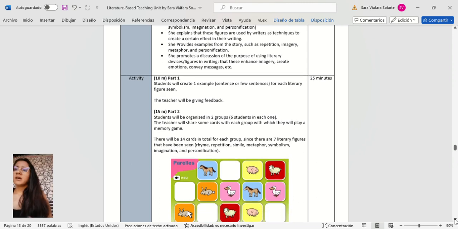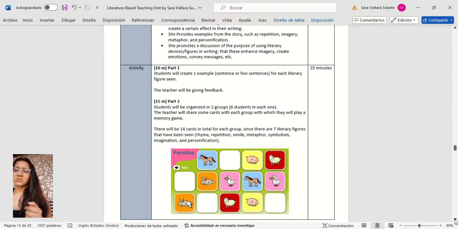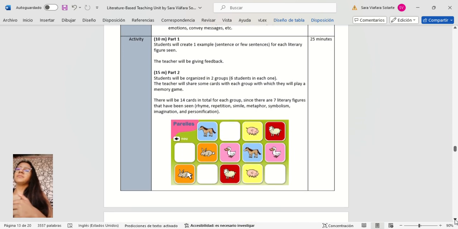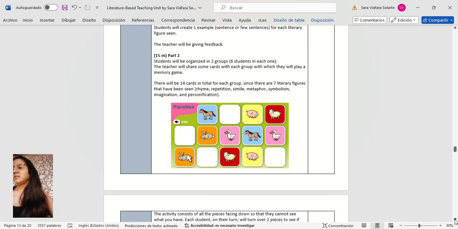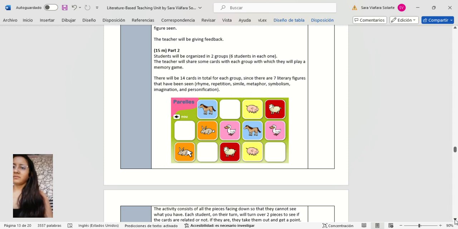She provides examples from the story. She promotes discussion, and then the teacher asks the students to create one or two sentences for each literary device or figure. And the teacher, of course, will be giving feedback.